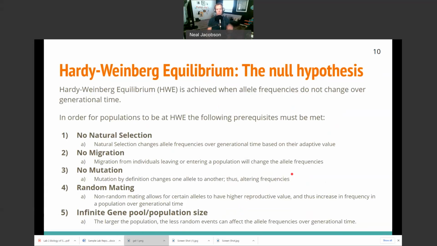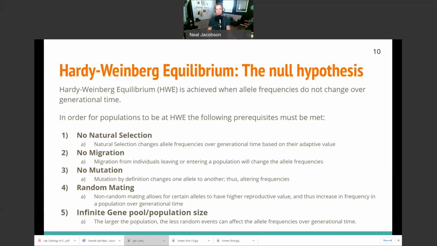And so this is our null hypothesis. This never happens. Let me just be very clear about it. There is no world in which there's no natural selection, no migration, no mutation, complete random mating, and an infinite population. That doesn't happen. But since this is our null hypothesis, the null hypothesis is always that there's nothing going on. So here's an example of the null hypothesis in science.